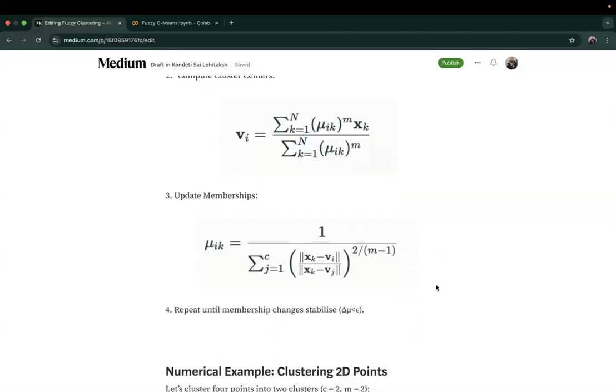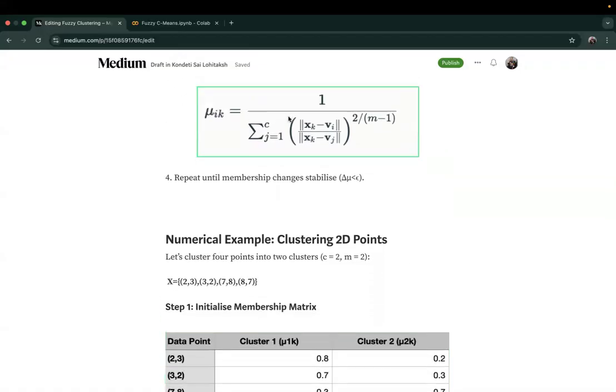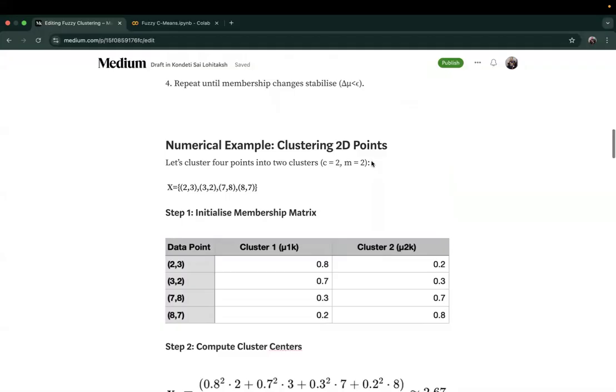After this, we use this formula to update the memberships, which is 1 divided by the summation of j equals 1 to c, where the j value changes, of x_k minus v_i over x_k minus v_j, whole to the power 2 by m minus 1. Just knowing the formulas doesn't do anything, so let us get to an example.